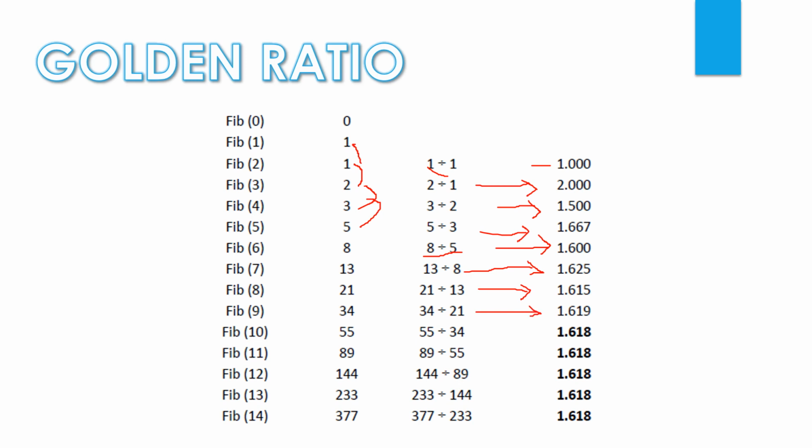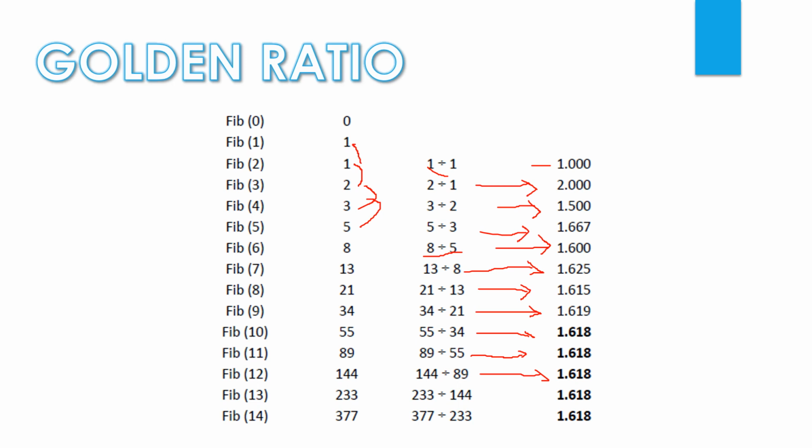34 divided by 21 is 1.619. Next is 55 divided by 34, so that is 1.61. 89 divided by 55, so that is 1.618. 144 divided by 89, so that is 1.618.